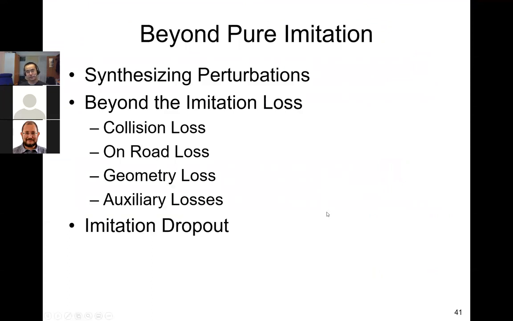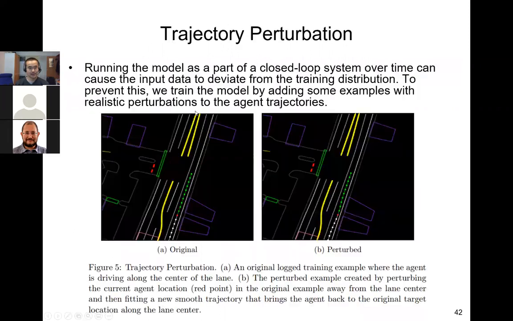So, and then we come back to the old problem that we need to synthesize synthetic data to handle the problem of the agent seeing something unfamiliar. So you try to synthesize some weird situations to train the agent. And then they added a bunch of loss functions, imitation dropout.